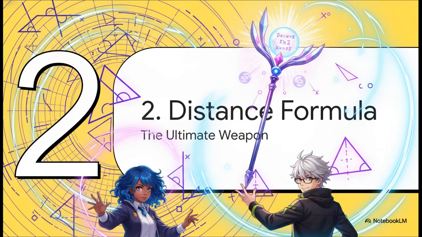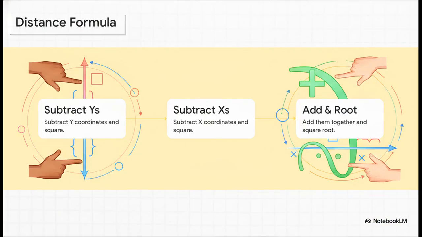Let's keep this momentum going. Section 2, master the distance formula. Get ready, because this is the ultimate weapon for this chapter. Now, the formal algebraic formula looks highly intimidating, right? It's got all these subscripts and giant square roots. But let's break it down into a super easy, totally memorable 3-step action plan. Step 1, just take the two y-coordinates, subtract them, and square the result. Step 2, take the two x-coordinates, subtract them, and square that result. Step 3, add those two squared numbers together and just slap a square root over the whole thing. And that is literally it. Y minus y squared, x minus x squared, add them and root them.